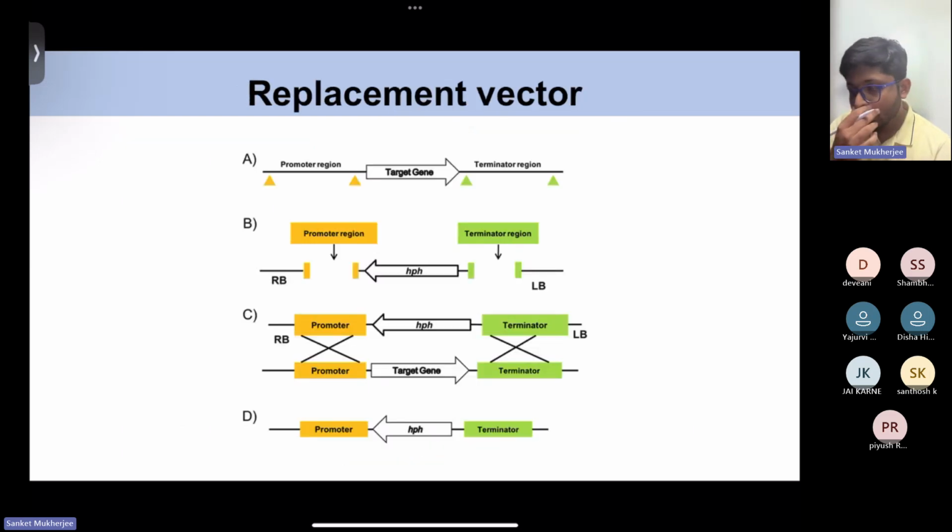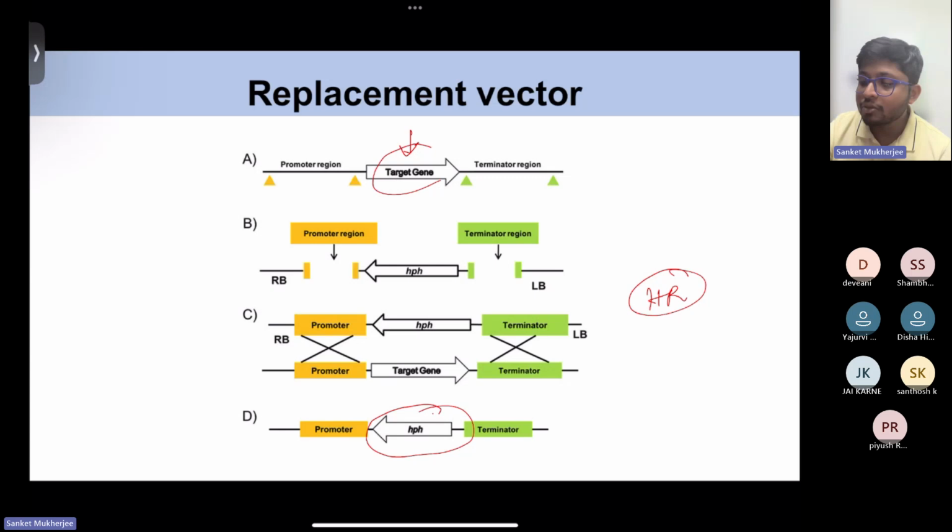Similarly, we have replacement vectors. What do replacement vectors do? If there is a target gene which you want to replace with some other gene, it will cause homologous recombination because it will have some elements which are common in both cases, and then this gene will replace the target gene. That is the replacement vector.